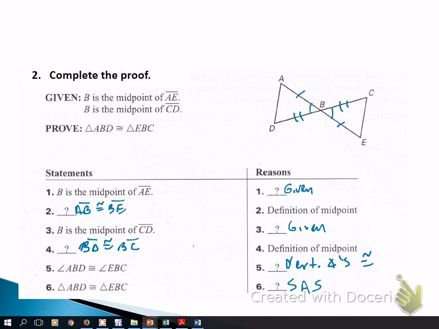Okay? So there you go, a couple of proofs there. Go ahead and get started on your homework. Have that done by next time, and we'll make sure to go over it.